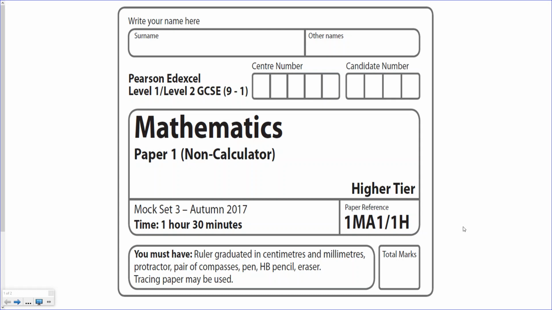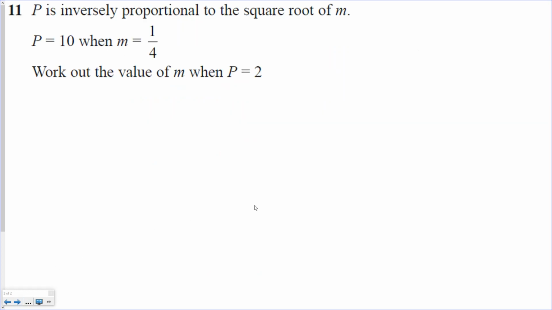3 Edexcel autumn 2017. So this was question 11 on the paper. P is inversely proportional to the square root of m. P equals 10 when m equals 1/4. Work out the value of m when p equals 2.